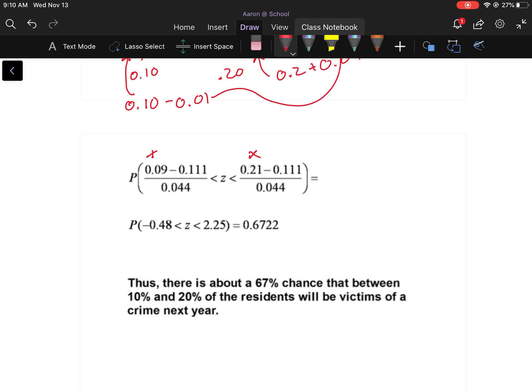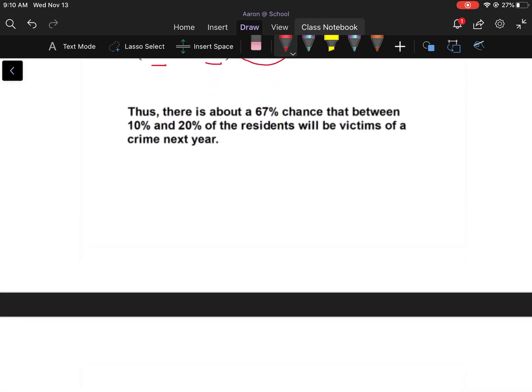Subtract the mean, take the standard deviation. Here's a z-score, here's another z-score. Find the areas. You're going to subtract those, and there is your area in between those two. So what it means is that there is a 67% chance that between 10% and 20% of those 50 people will fall victim to a crime this year.